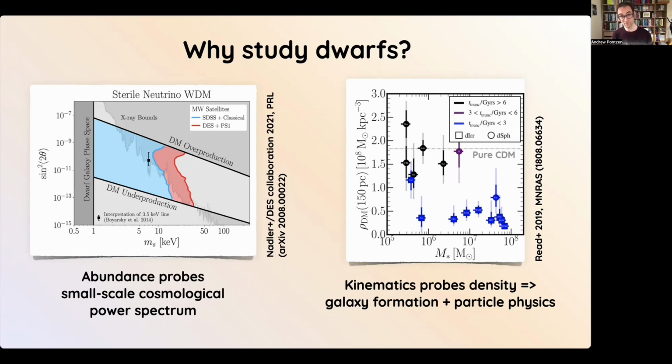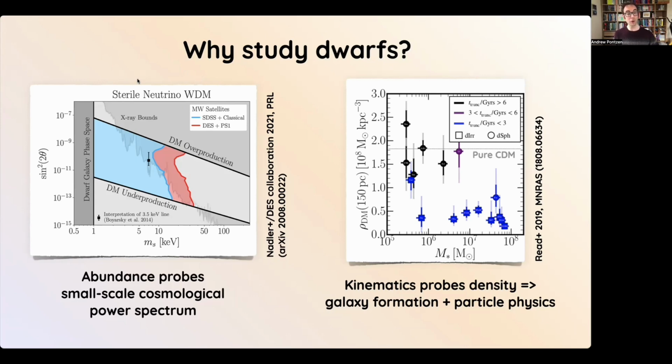And that in turn can be translated into a constraint on the small scale power in the cosmological power spectrum. And that in turn translates into a constraint on the particle physics of dark matter, because if you have a dark matter candidate that free streams in the early universe, so in this example, this is looking at sterile neutrino, warm dark matter specifically, the free streaming erases small scale structure and stops dwarf galaxies from forming.